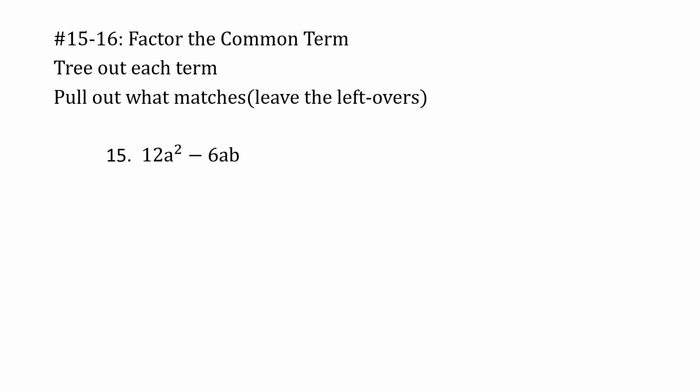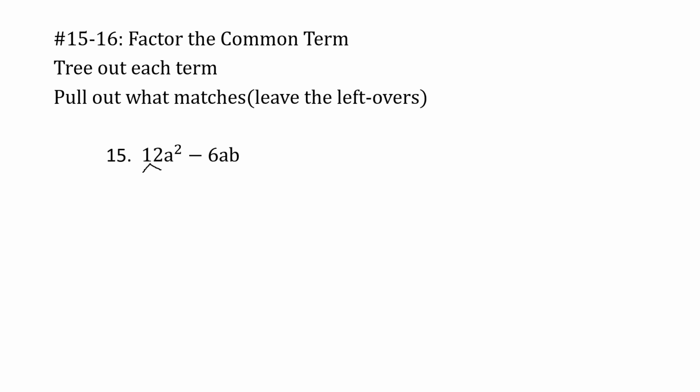So let's look at number 15. I'm given 12a squared minus 6ab. What I'm going to do is I'm going to sort of pull this apart. This is the inverse operation, or the opposite of distributive property. So we're going to break it apart. Step 1, I'm going to tree out each term. Okay, so remember, break each term into its prime factors.